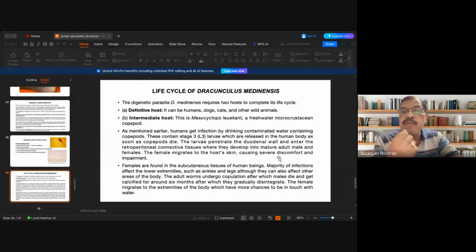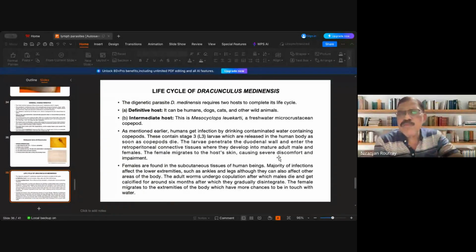So the larvae which come out penetrate the duodenal wall and enter the retroperitoneal connective tissue where they develop into mature adult males and females. Okay. Females migrate to the host skin, causing severe discomfort and impairment. Females are found in the subcutaneous tissue of human beings. The majority of infections affect the lower extremities actually.